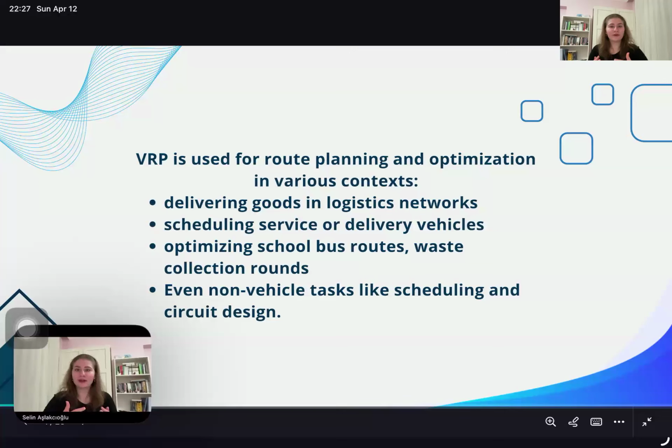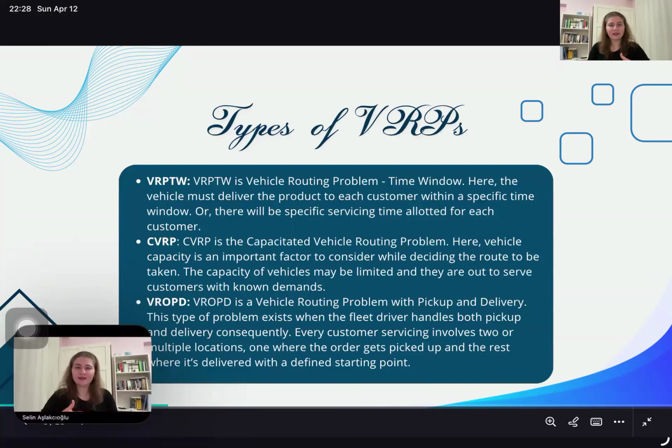VRP is used for route planning and optimization in various contexts. For example, delivering goods in logistics networks, or scheduling service or delivery vehicles. But sometimes even non-vehicle tasks like scheduling and circuit design. There are different types of VRPs. I'm going to talk about three of them.